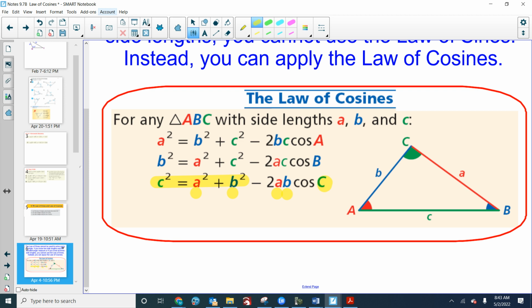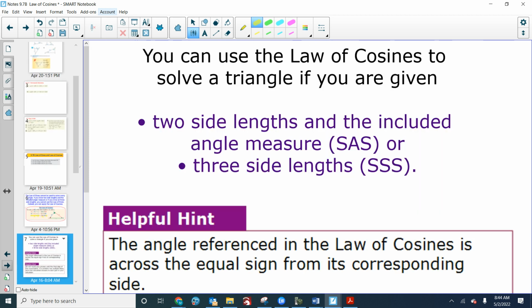Now, the letters will change as the letters in the problem change, so we'll adapt it to whatever triangle we're working with. When do we need it? Well, when you have SAS or SSS, you're going to use the law of cosines.